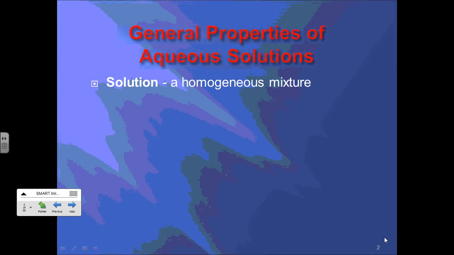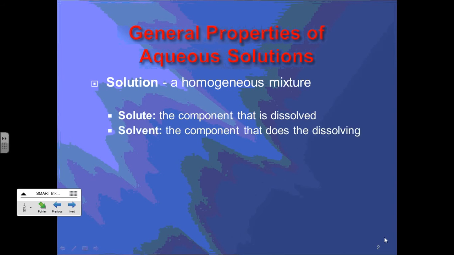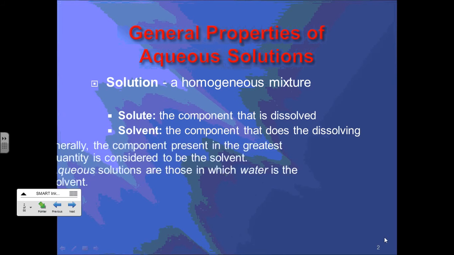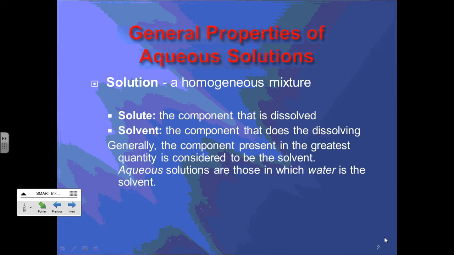Now, a solution is a homogeneous mixture that comprises basically your solute and your solvent. Now, a solute is a component that is dissolved, and your solvent is a component that does the dissolving. Generally, the component present in the greatest quantity is considered to be the solvent. Aqueous solutions are those in which water acts as the solvent.